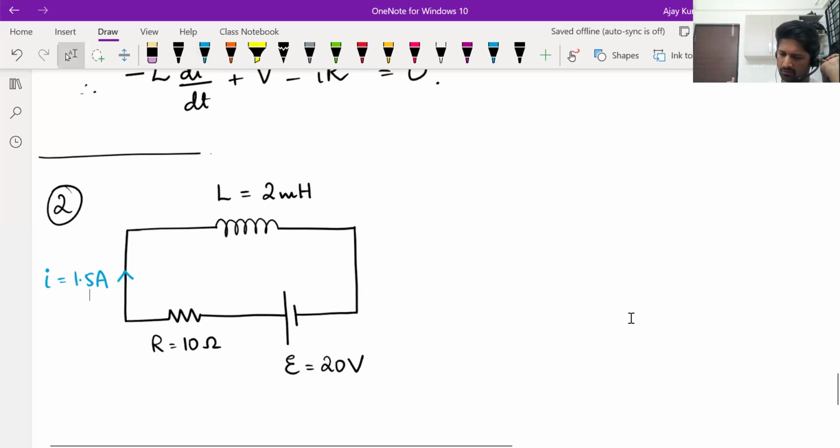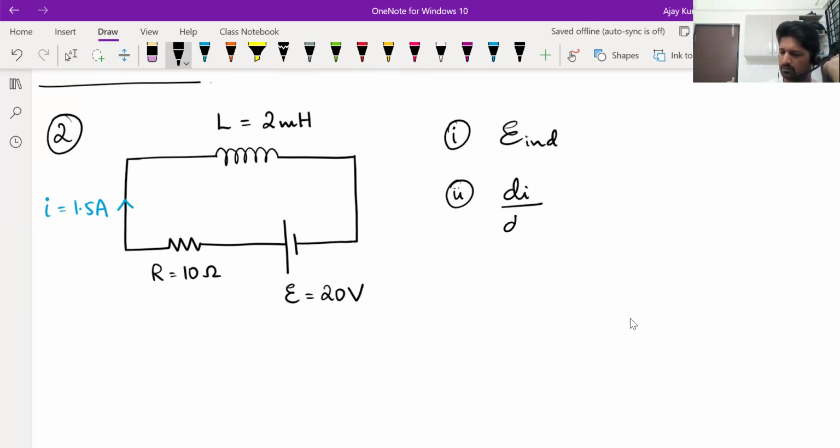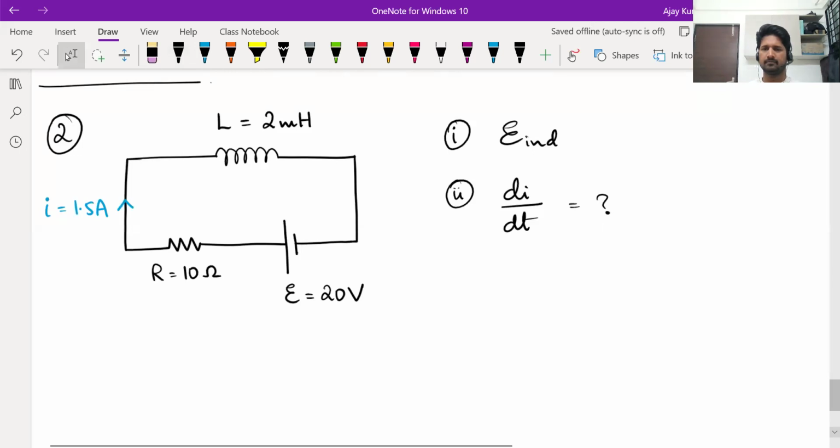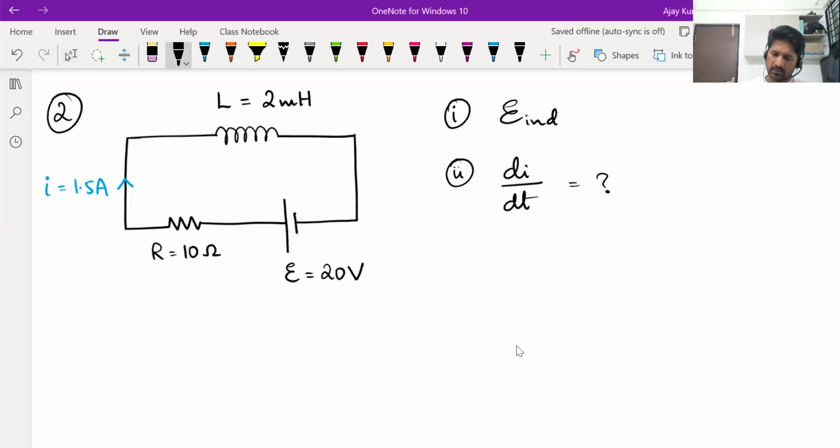I want you all to find out first how much is the EMF induced across the inductor. Next, what is the rate of change of current at this moment? Try this. The current at the moment is given to you. At what rate is it increasing? And how much is the induced EMF across the inductor right now is what you have to find out.